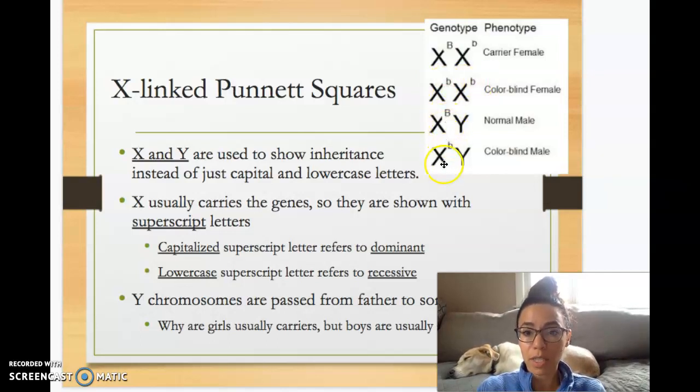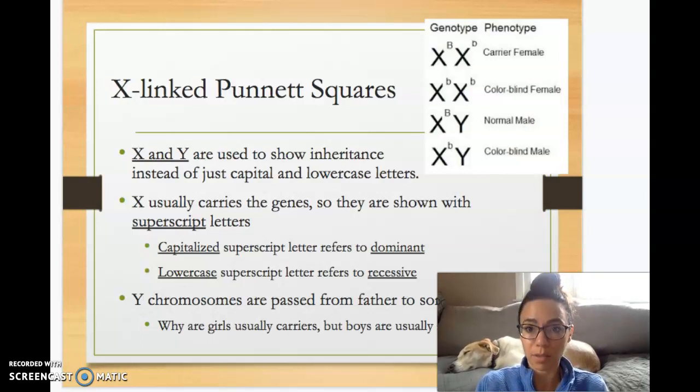Whereas males, if you look here, a Y is a different chromosome. It's not homologous to the X, so it has different genes. So if we're looking at the color blindness gene, that's only on the X chromosome. Since males only have one X, they're either capital B, dominant, or lowercase b, recessive. Okay, so they either have normal vision or they have color blindness. They can't be a carrier because they only have one X chromosome. That makes them more likely to get these X-linked traits. So more males are colorblind than females.